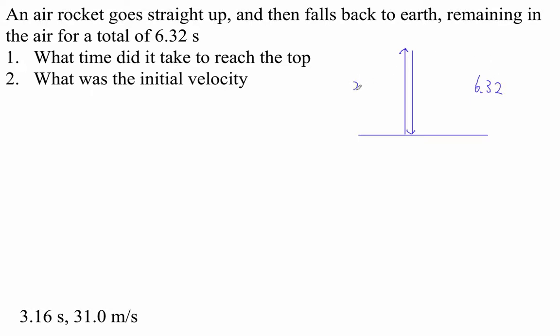So I'm going to say that it took 3.16 seconds to go up and 3.16 seconds to go down. That was 6.32 divided by 2, because it's the same elevation, right? So it spends half the time going up, half the time going down. So that's how you do that. And now we can go from the ground to the top.